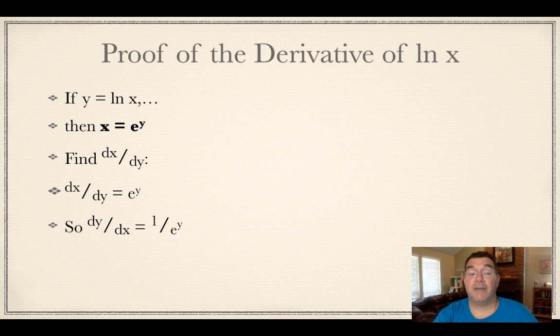So now if I want to find dy dx, I flip it upside down. So instead of it being e to the y, it's now 1 over e to the y. And since e to the y is equal to x, the derivative is 1 over just x. All right, so that's proof that the derivative of the natural log is 1 over x.